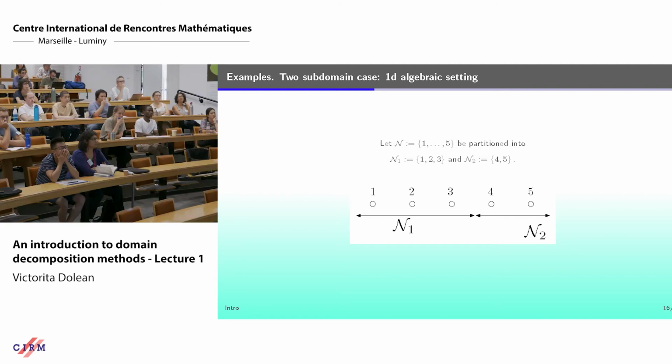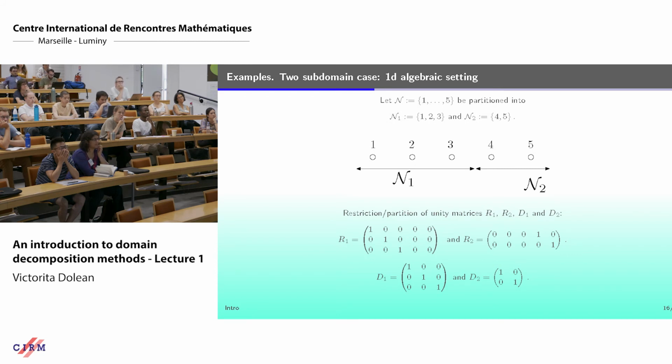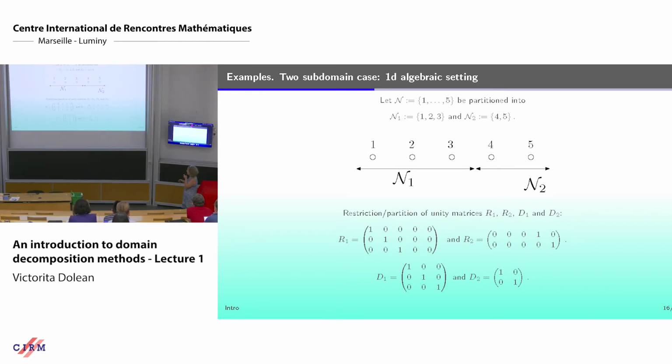Now the restriction and partition of unity matrices. The restriction matrix is very easy. It's just a 3 times 5 matrix: 5 is the global number of degrees of freedom, and 3 is the local number of degrees of freedom. The second restriction matrix is just 2 times 5, right? The partition of unity is just identity in both cases, because you don't have any overlap between these domains. So now if you apply the usual relation, you'll see that this is verified.